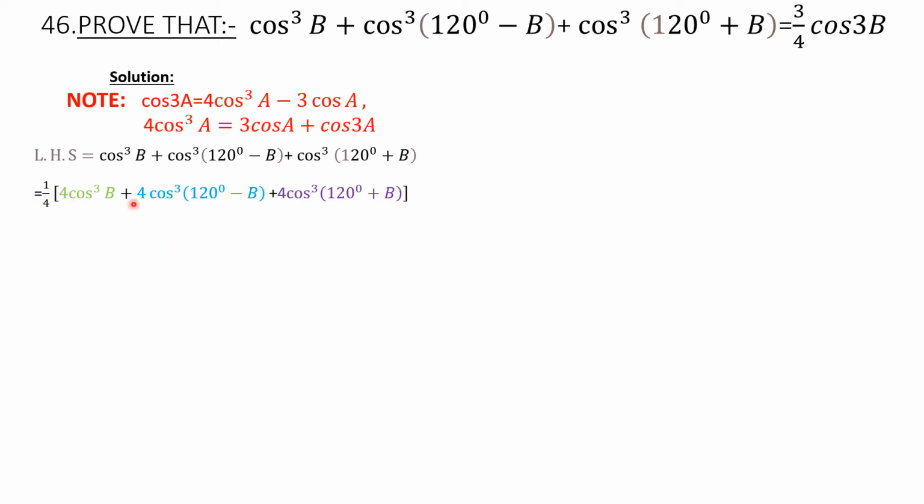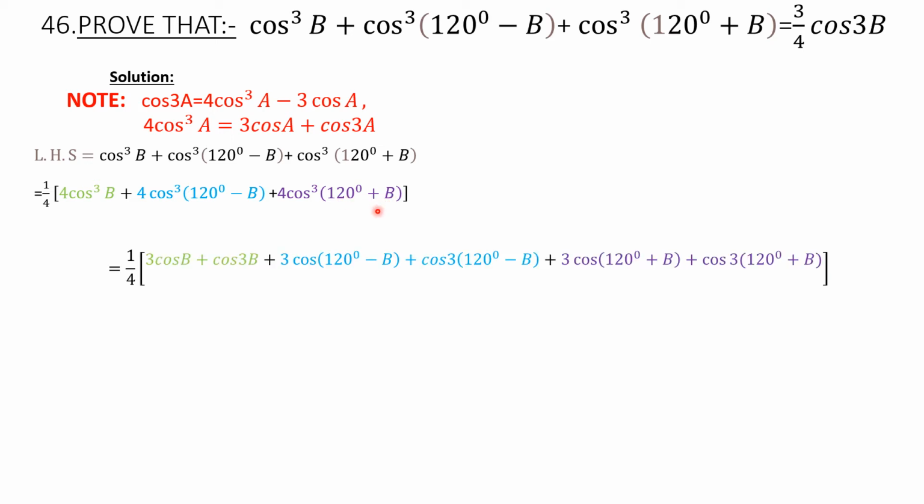Now you can check over here. It is 4 cos cube b, and we know 4 cos cube a is 3 cos a plus cos 3a. So we'll apply the formula over here. Similarly, here also 4 cos cube 120 minus b, we can consider it as a single angle. Similarly, here is 120 plus b, which is also considered as a single angle. Am I clear? In the next line, we'll copy 1 by 4 as it is. Now 4 cos cube b is 3 cos b plus cos 3b.